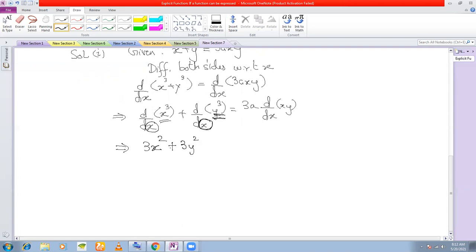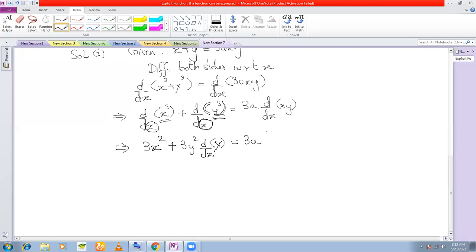3y square, right? Not only that, but after differentiating by 3y square, I will multiply this by the derivative of y. That is, I will differentiate y with respect to x. Understood? This is the most important step here. After differentiating the function with respect to y, I will differentiate the variable with respect to x. Okay? I hope this is clear.